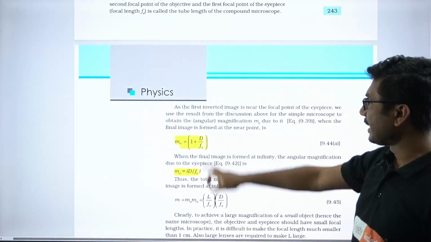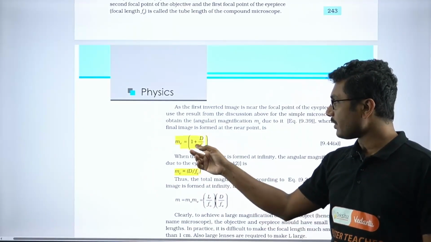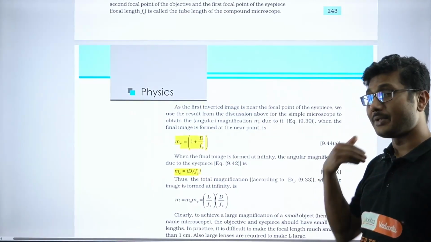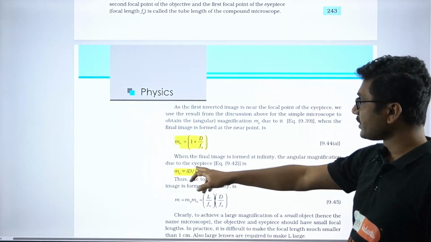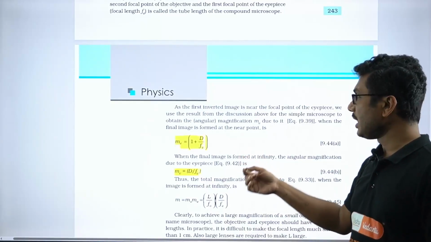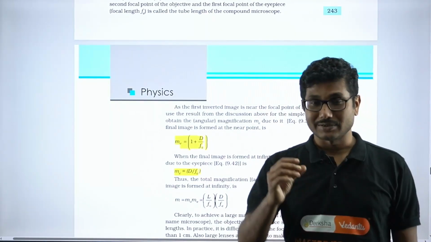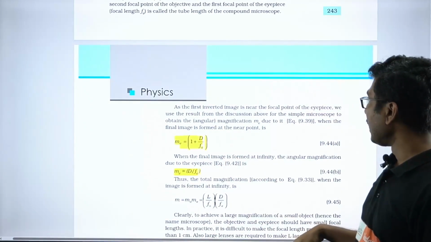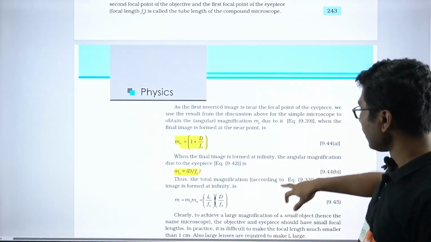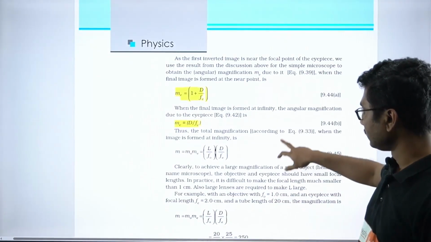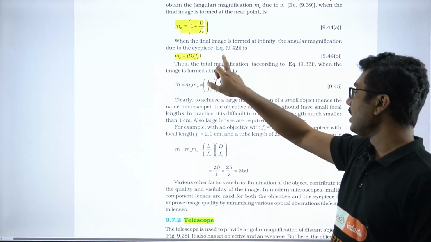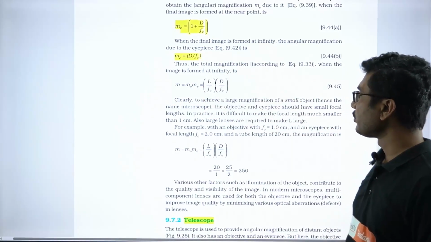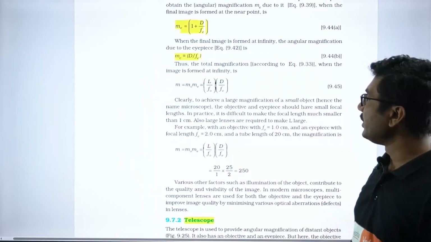Again, the magnification is given by the same formula, 1 plus D by fe. When the final image is formed at infinity, so the image is very far, the angular magnification is given by D by fe, where fe is the focal length of the eyepiece. So the focal length of the eyepiece is important, and based on it you can find the magnification. And here they have added the focal length of the eyepiece and the objective. So the total magnification is L by f naught into D by fe.